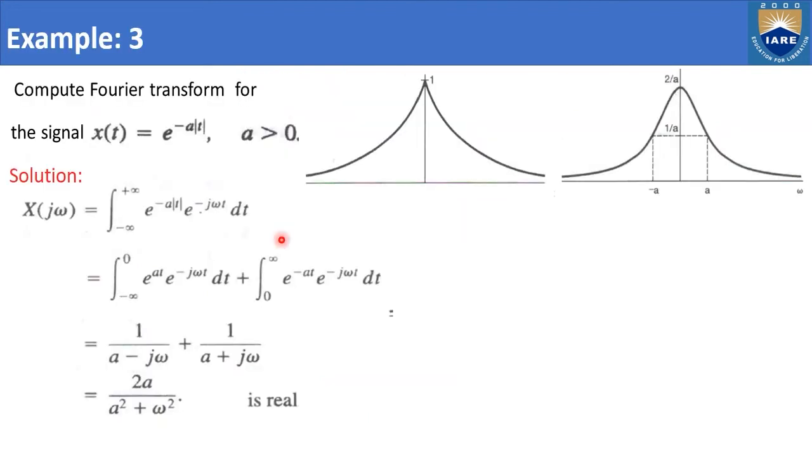And now let us consider the next example 3. Here the difference is e to the power of minus a modulus of t. That means e to the power of minus at, a decaying exponential, is there for the positive axis and for the negative axis also. On both sides you have the same decay function. That is the meaning of this. This is the time function, and let me call it x of t.